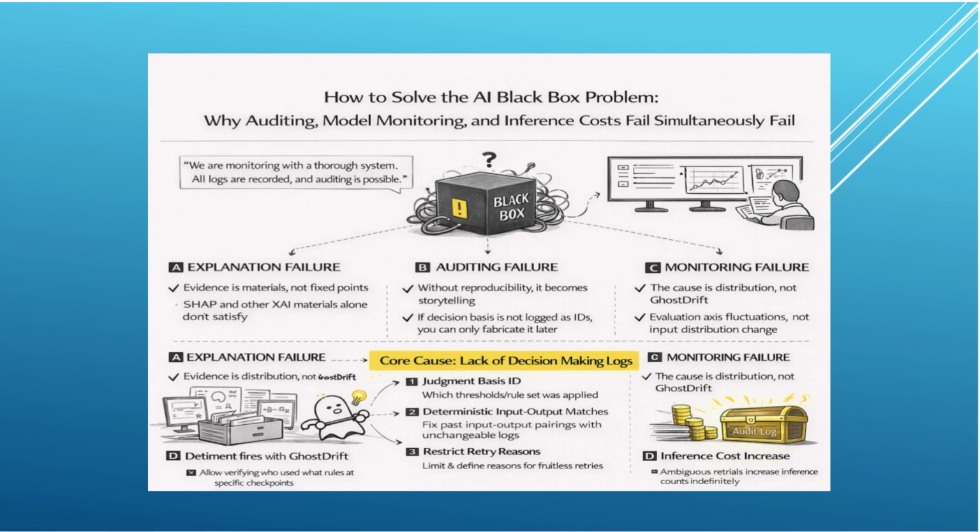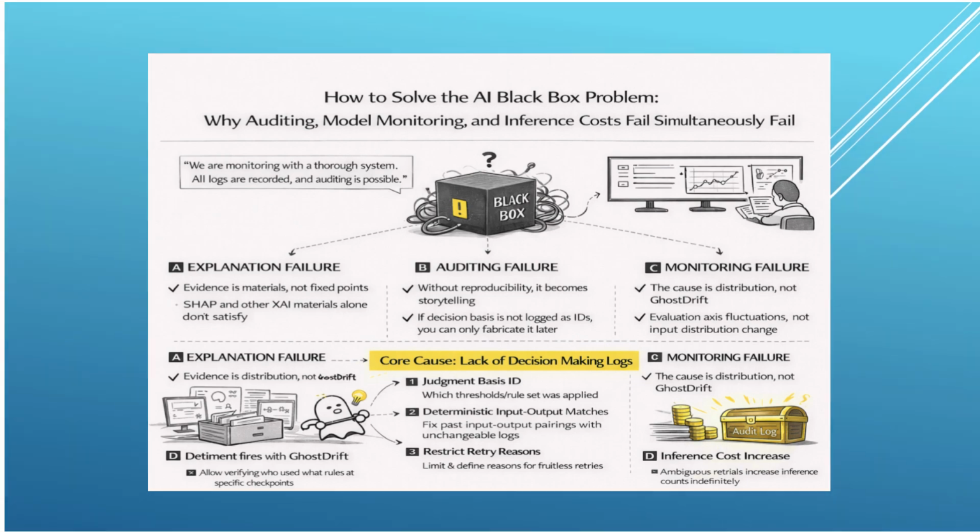Third is the wrong approach to model monitoring. If we blame accuracy drops only on data shifts, we miss ghost drift. This is the phenomenon where human evaluation criteria themselves change over time. Fourth is the explosion of costs. Allowing, just in case, recalculations without clear rules drives inference numbers sky high. Ultimately, all these problems happen because the boundaries of responsibility were not hard-coded from the start.